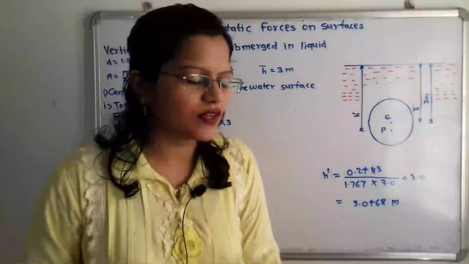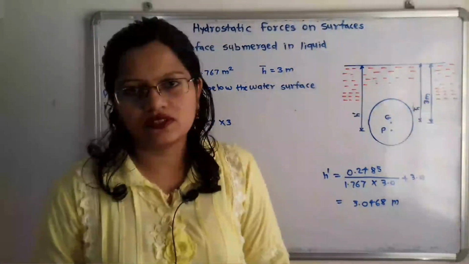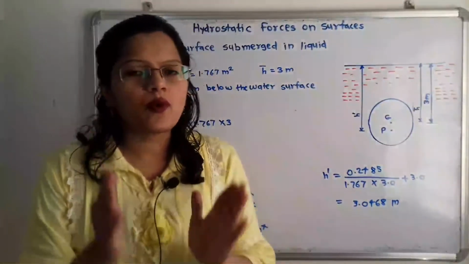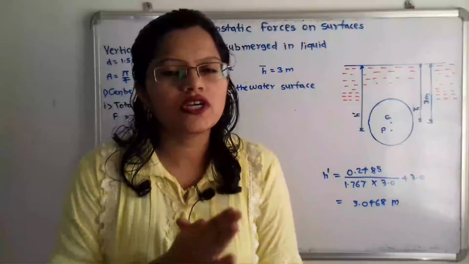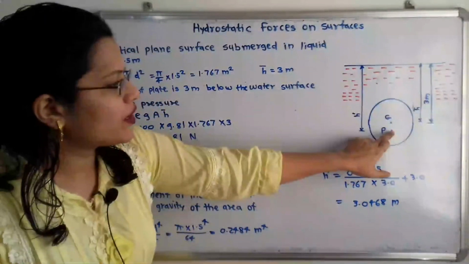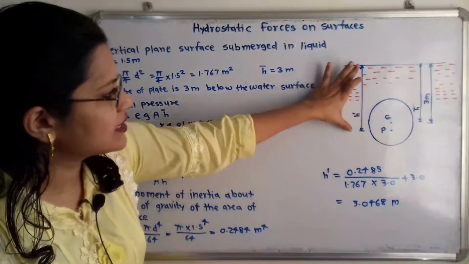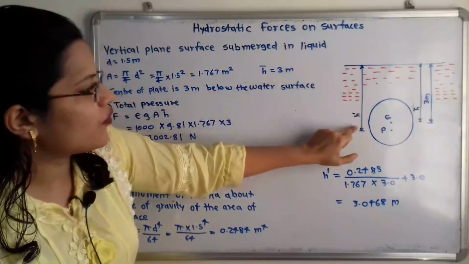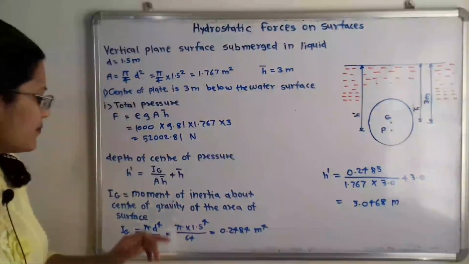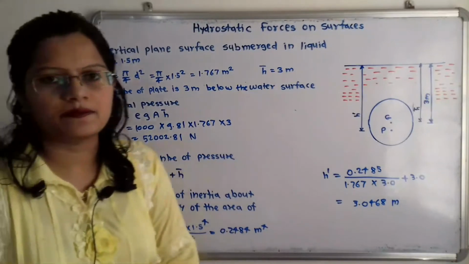Now what is the second question? We have to find out the depth of center of pressure. What is this center of pressure? This is the point of application of total pressure on the surface by the static fluid. So here is the point of application of the total pressure, that is the center of pressure. The distance from the free surface of water we will consider as h dash. So what is the formula here? h dash is equal to Ig by A h bar plus h bar.